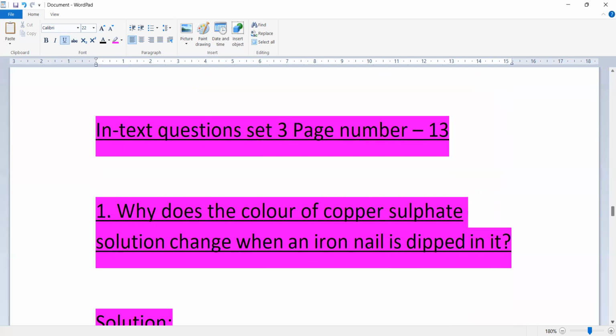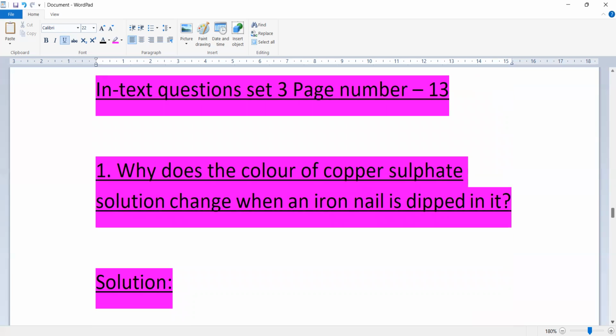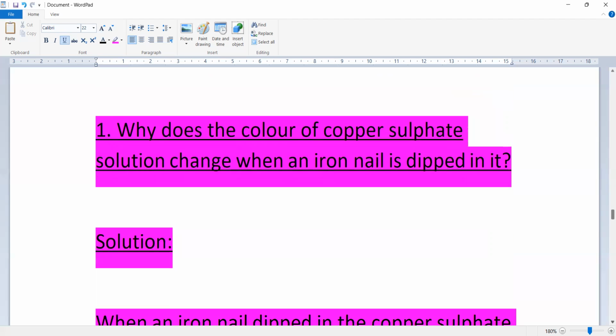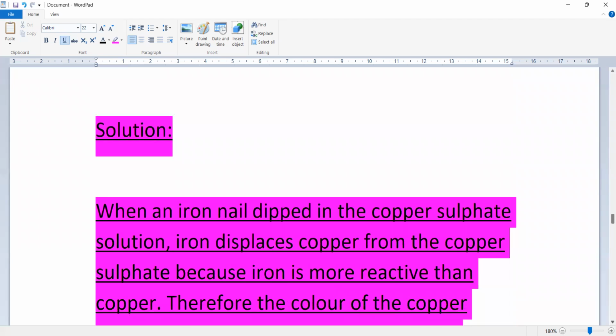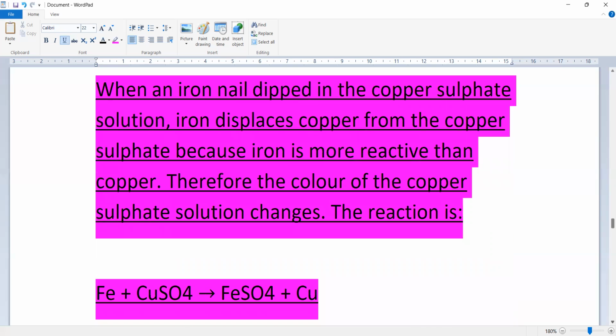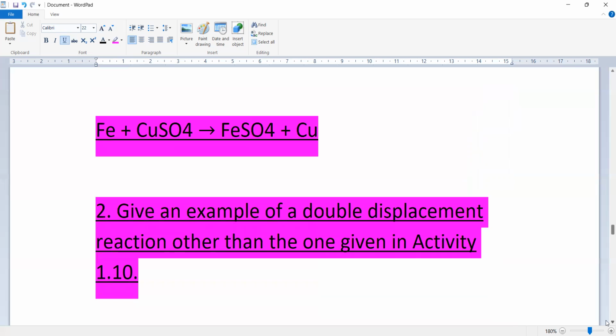In text question set 3, page number 13. Why does the color of copper sulfate solution change when an iron nail is dipped in it? Solution: when an iron nail is dipped in the copper sulfate solution, iron displaces copper from the copper sulfate because iron is more reactive than copper. Therefore, the color of the copper sulfate solution changes. The reaction is Fe plus CuSO4 gives FeSO4 plus Cu.